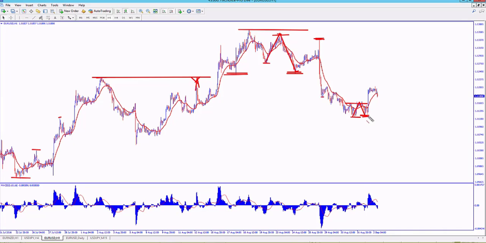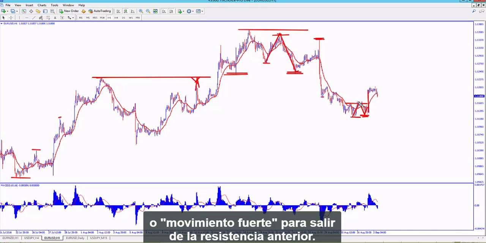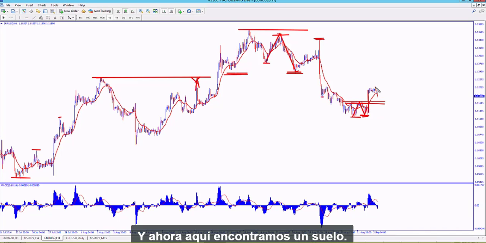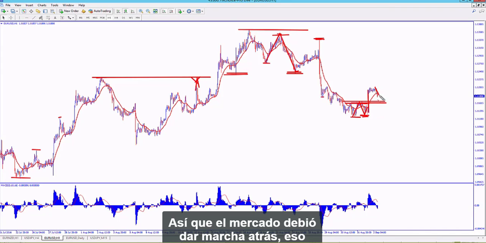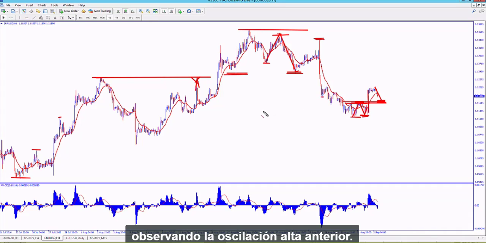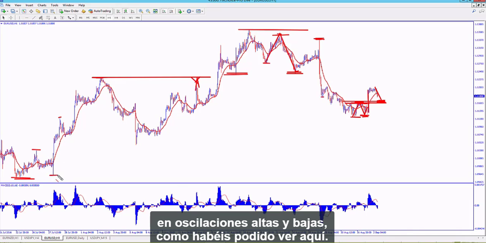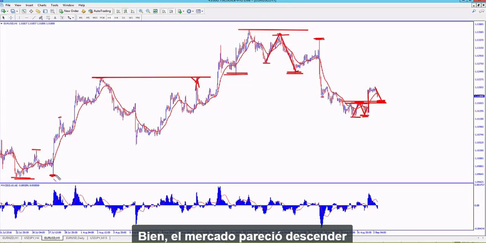prior support, held, and it took what they call impulse, or a strong move, to get out of this prior resistance. This now becomes a floor right in here. So should the market pull back, that's considered a pullback, that would be support, looking at the prior swing high. So support and resistance basically is just swing highs and swing lows, as you can see even here, right? Market tested on the way down to a prior support and held.